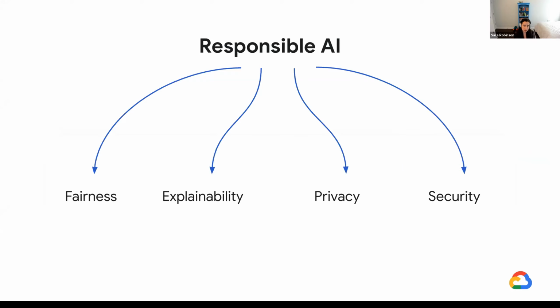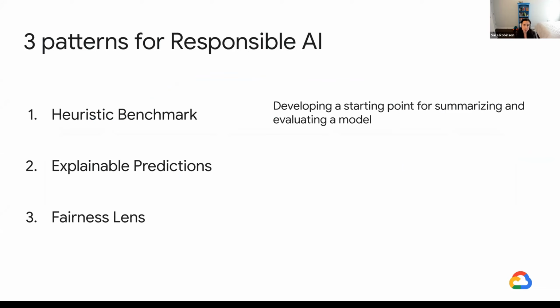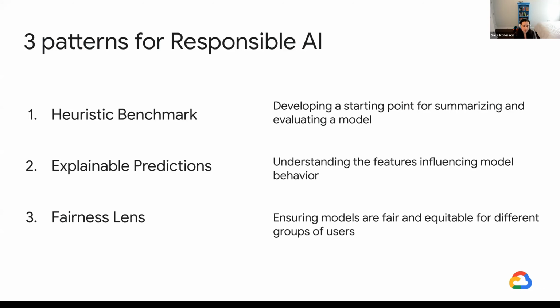Heuristic Benchmark is a pattern that's meant for when you're starting out developing a model. It's meant to provide a starting point for summarizing this model maybe to non-technical stakeholders, and a starting point for a benchmark to evaluate your model relative to something. Explainable Predictions goes one step further, and once you have a trained model, this pattern provides some techniques for understanding the features that influence your model prediction. And then finally, Fairness Lens. This pattern talks about practices for ensuring that models treat different groups of users fairly, specifically for models that are trained on human-centered data.